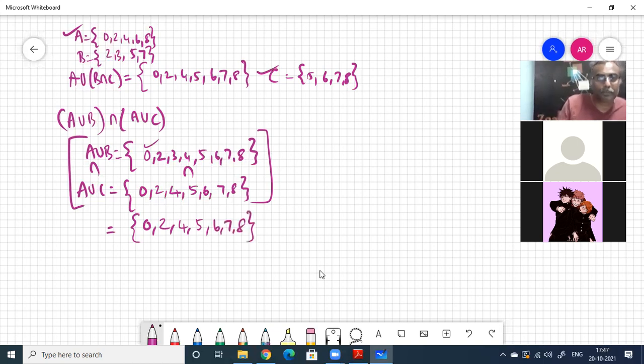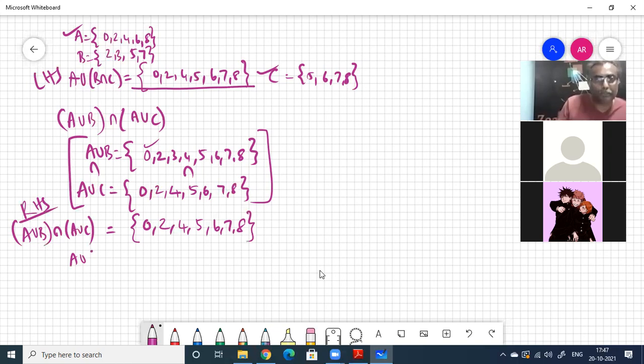Okay, so this is A union B intersection A union C. Now what we found, first one: 0 to 4, 5, 6, 7, 8. And the second: 0 to 4, 5, 6, 7, 8. So both are equal. Left hand side is equal to right hand side. So we have proved the distributive law.